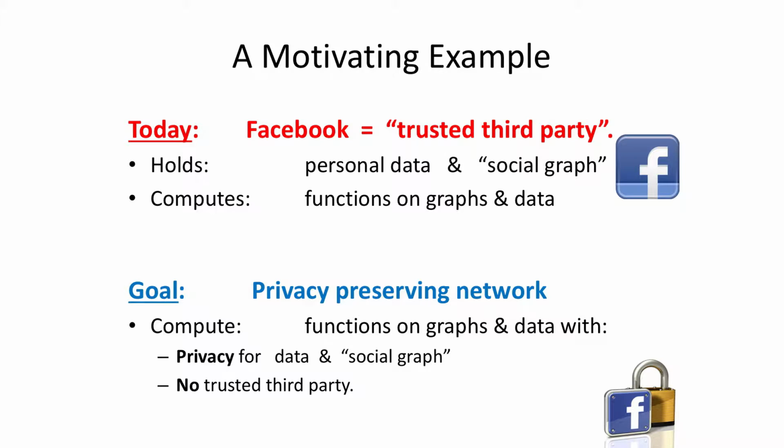So, today when we use Facebook, basically we treat it as a trusted third party. We give it all our personal data, we give it all our social graph, and we want it to compute all kinds of functions on this data and graph. And it would be really nice if we could achieve all the things that we can achieve today from Facebook, but in a privacy-preserving way. So we still want to be able to compute functions on the graph and our data, but we want privacy for our data and for this social graph. And we want to do it without any trusted third party.